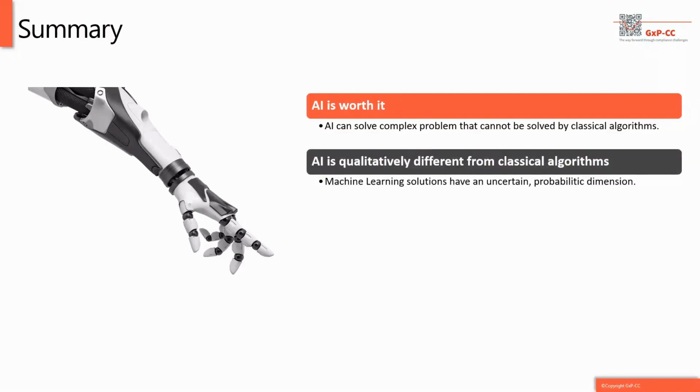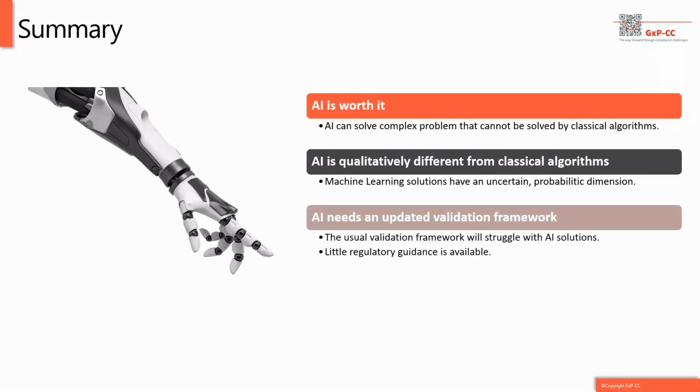The second thing to take out of it is the algorithm is qualitatively different. So we have things we don't have in a normal algorithm: uncertainty, probabilistic solutions, reliance on data, and so on. And this leads to the point that the common validation framework is not really enough to validate AI. So you have to add this additional layer where you really look at the algorithm, look at the data, look at the parameters, and have this iterative cycle of training and testing.